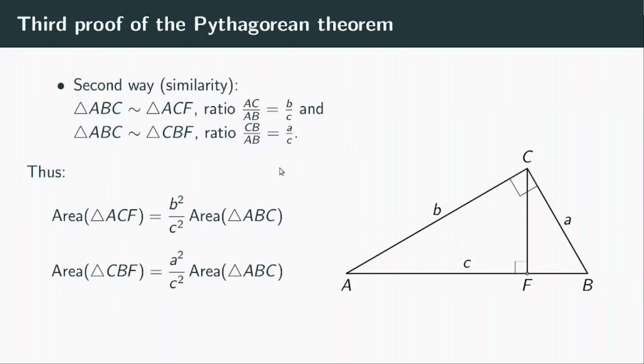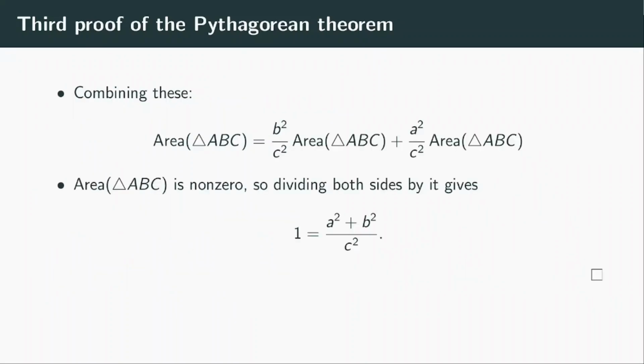So now by the area scaling law that we saw at the very beginning of this video, the area of ACF is that ratio b over c squared times the area of the big triangle ABC. I've simplified b over c quantity squared as b squared over c squared. And similarly here I get a squared over c squared.